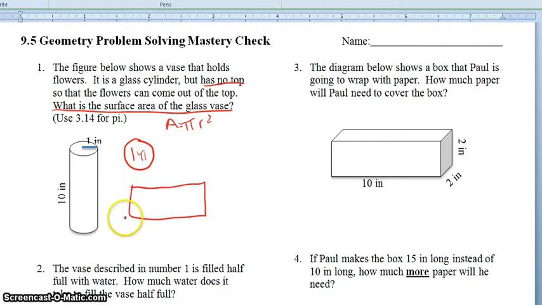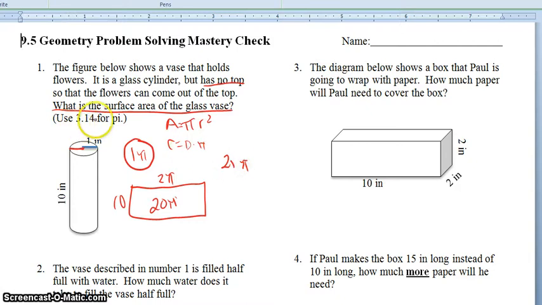Then the area of this wraparound piece, we've got a height of 10. And this length, remember, is the length of the circumference of the circle, the distance around the circle. And circumference is diameter times pi. So if the radius of the circle is 1, the diameter is 1 plus 1, or 2. So 2 pi. So that means the area of this rectangle is 20 pi. Now if we add these pieces together, we get 21 pi.